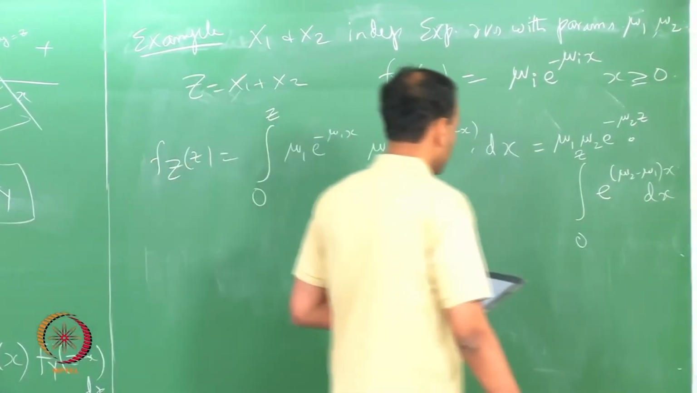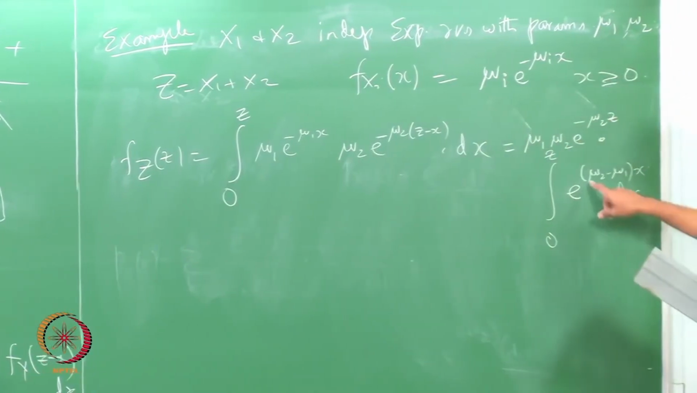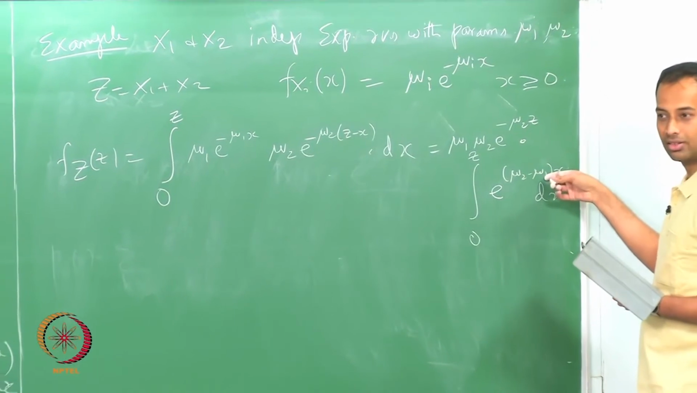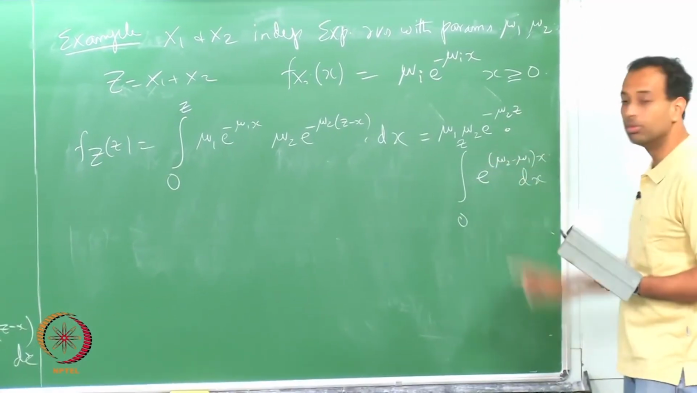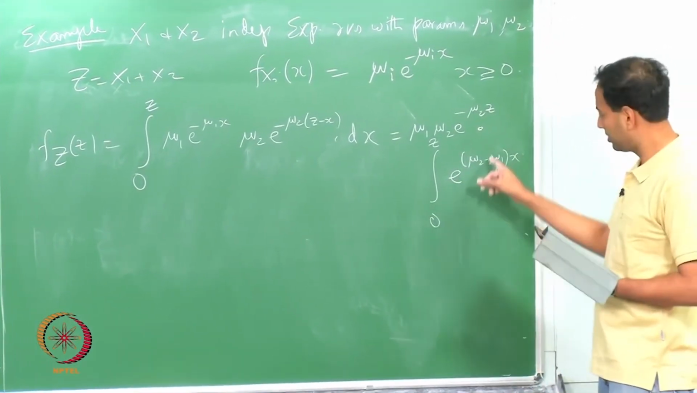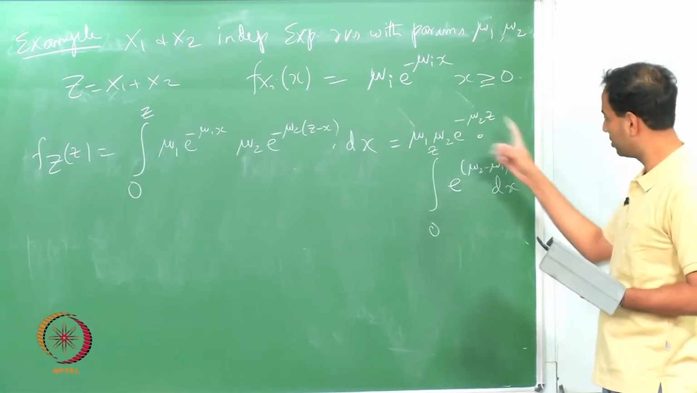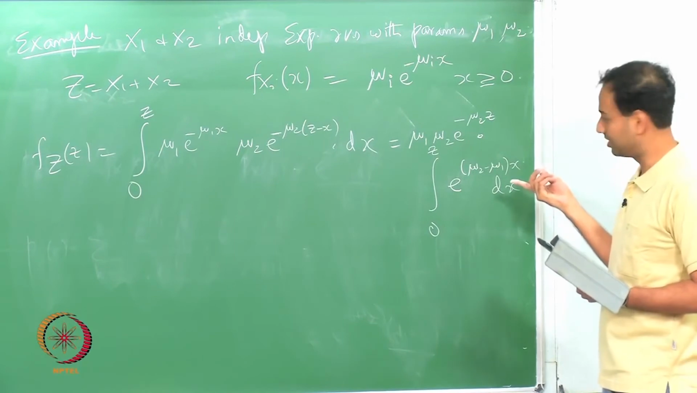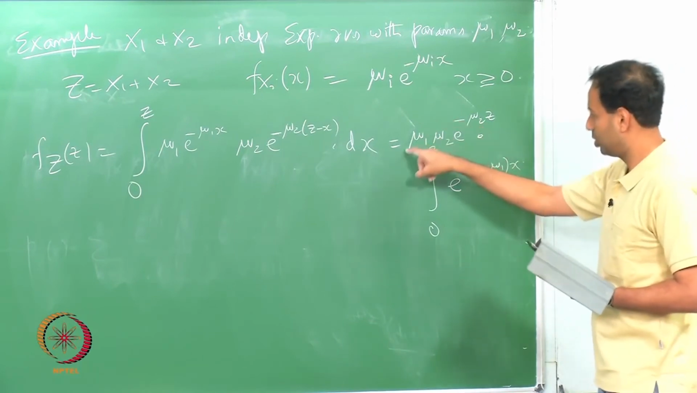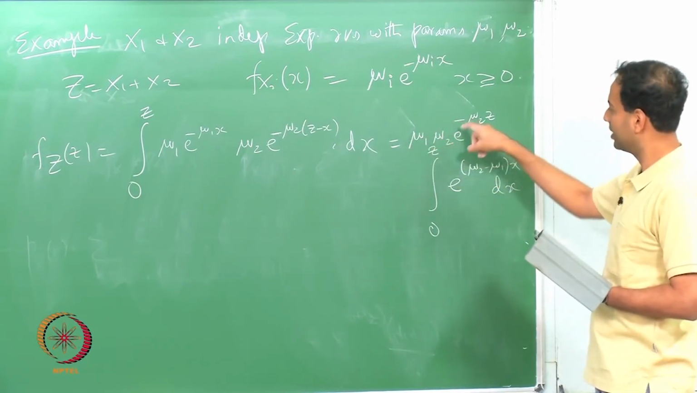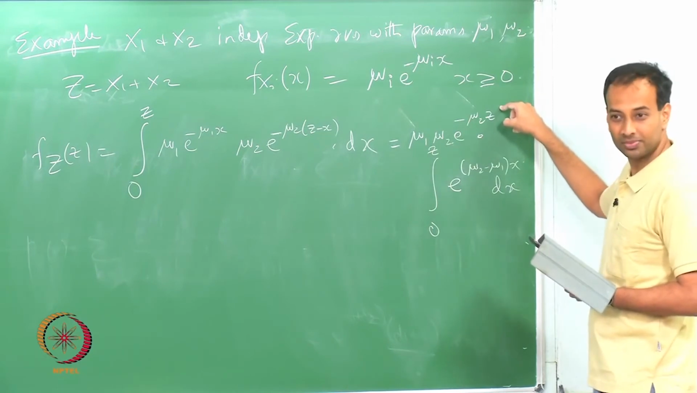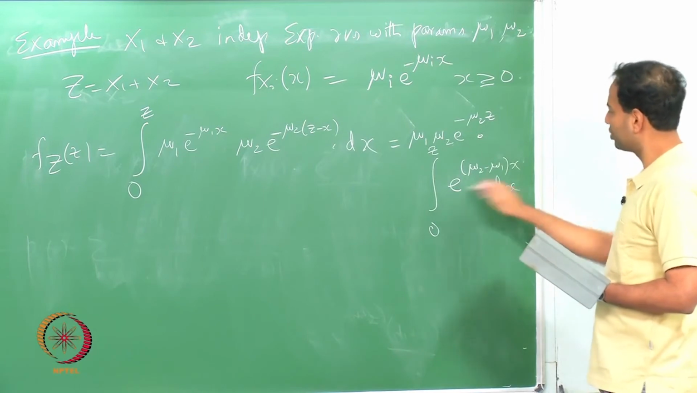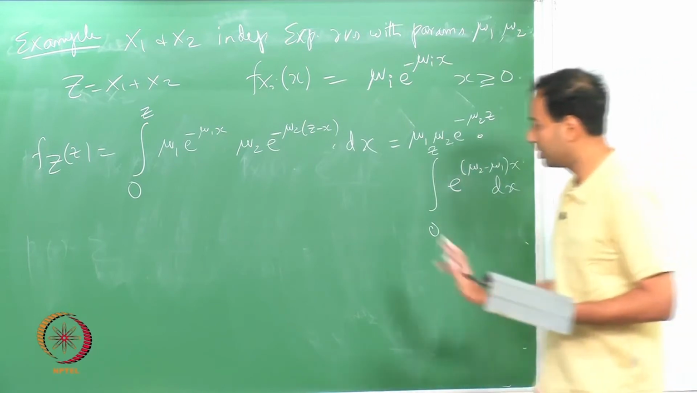Now you have two cases, right. It may be that mu 1 and mu 2 are equal. In this case, this whole thing will become e power 0, which is 1. So, the integral of 1 dx will be z. In that case you will get mu square z e power minus mu z, if mu 1 and mu 2 are equal to mu, and if they are different, you have to integrate this out. So, you get two different forms.